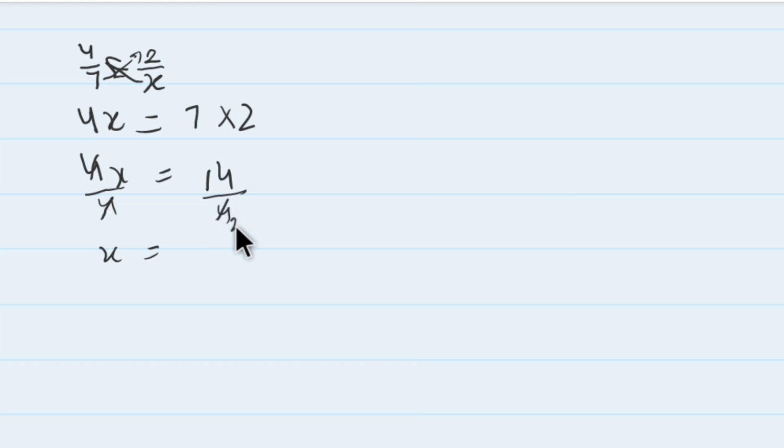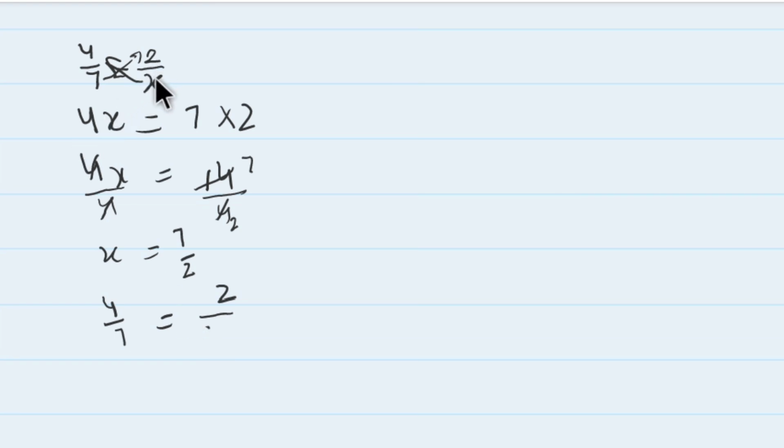2 times 2 is 4. 2 times 7 is 14. So we are left with 7 over 2. So x is 7 over 2. We can also verify our result by replacing x with 7 over 2. So 4 over 7 is equal to 2 over x.